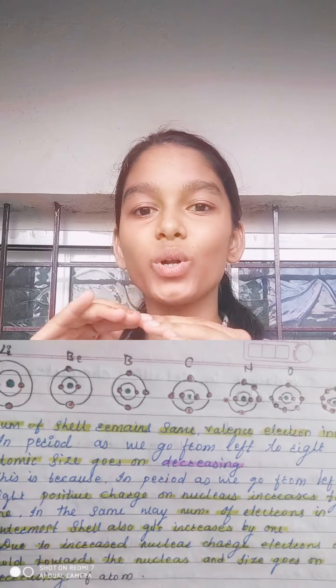And so, in the periods, as we go from left to right, the number of protons or positive charge increases by 1, and also the electrons increase by 1. So what happened because of this? Nuclear charge increases and electrons get pulled towards the nucleus, and hence the size goes on decreasing in the periods. First thing, number of shells remains the same, but the electrons increase. Due to increasing electrons, the positive charge increases and the electrons get pulled towards the nucleus, and because of this the atom becomes constricted and atomic size decreases from left to right.